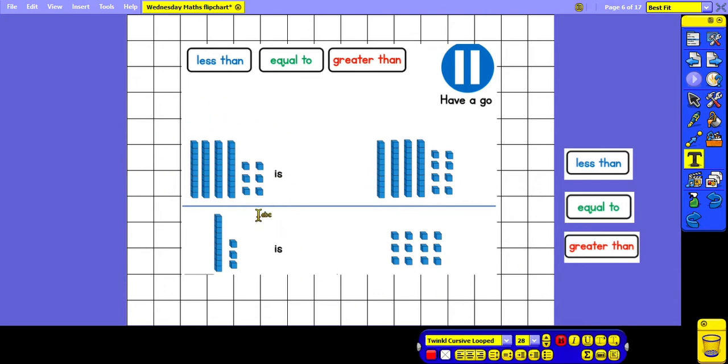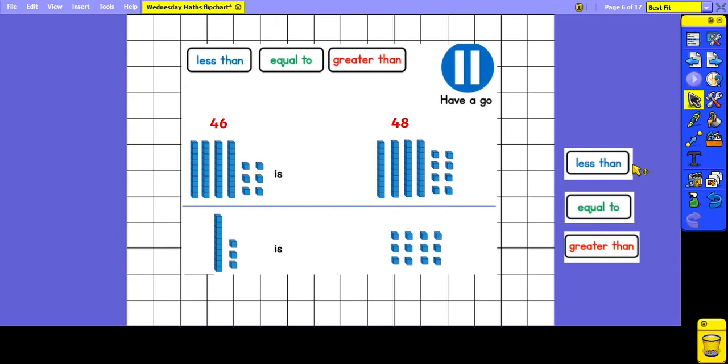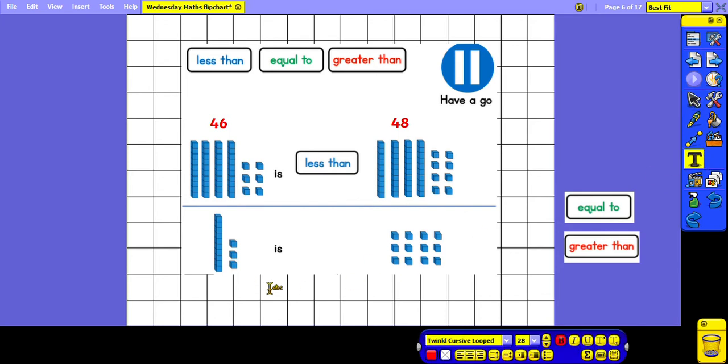Okay, so on this side here, we've got 4 10s and 6 1s, which is 46. And on the other side, there are 4 10s and 8 1s, which is 48. And if we compare 46 and 48, we can say that 46 is less than 48 because it has 2 less ones, or 2 fewer ones.